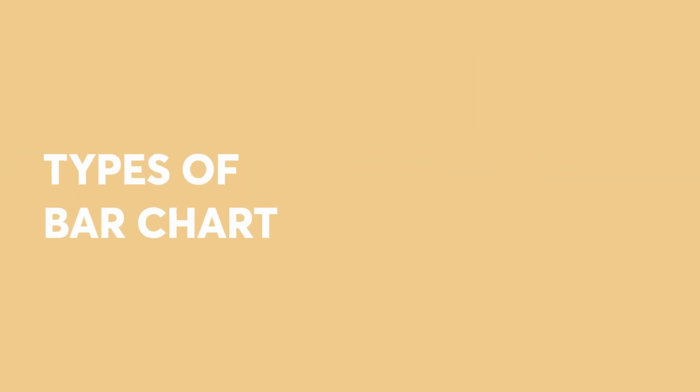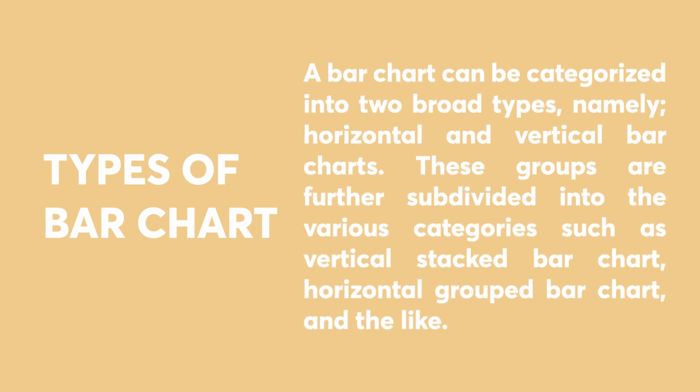A bar chart can be categorized into two broad types, namely horizontal and vertical bar chart. These groups are further subdivided into various categories such as vertical stack bar chart, horizontal group bar chart, and the like.